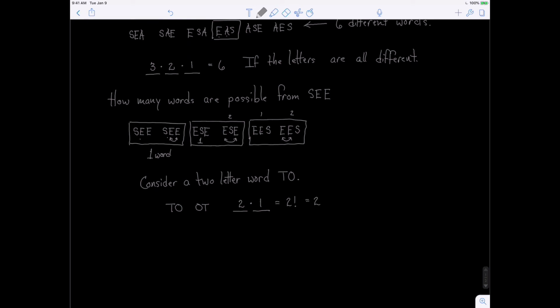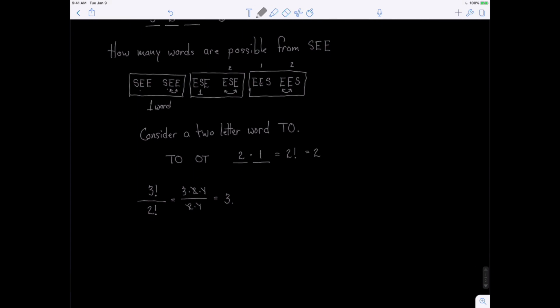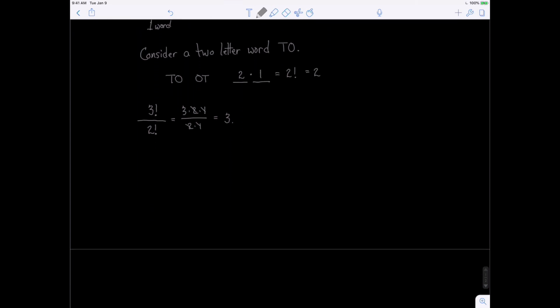So if all the letters were different, like in C, S, E, A, we'd say, well, there's 3 factorial different words. However, we have repeats. And in this case, we repeat E's, so we need to divide by all the groups that those E's can write that are the same. And this is 3 times 2 times 1 over 2 times 1. And notice that the 2 times 1s will cancel, and the result is 3, like we would expect. We're going to try one more example, and hopefully this is beginning to seem easy.